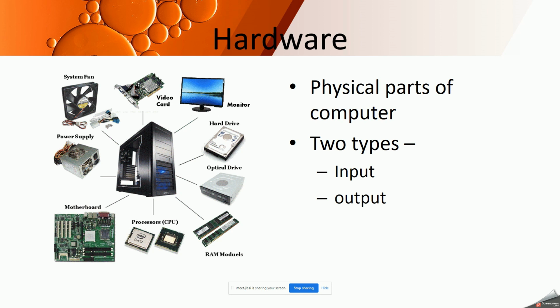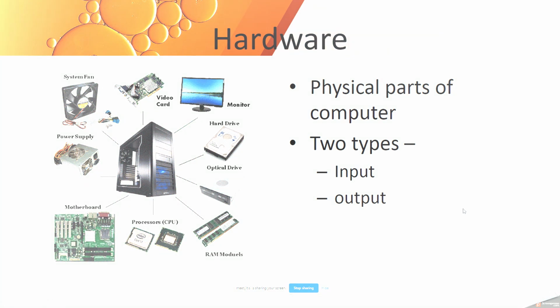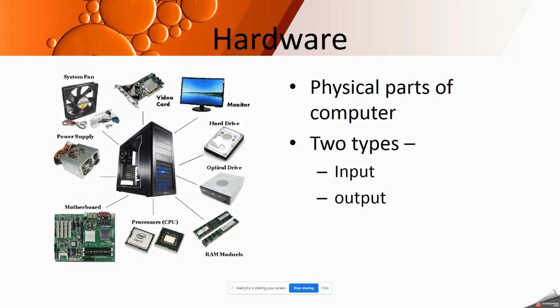Physical parts of a computer. There are 2 types of hardware. All those things which you can feel and touch, like your CPU box, your video card, monitor, hard drive, motherboard, all these are what? Hardware. There are basically 2 types of hardware, input and output. The devices which give us outputs are output devices. The results which we see, that is through monitors, speakers, printers, plotters, these are output devices.